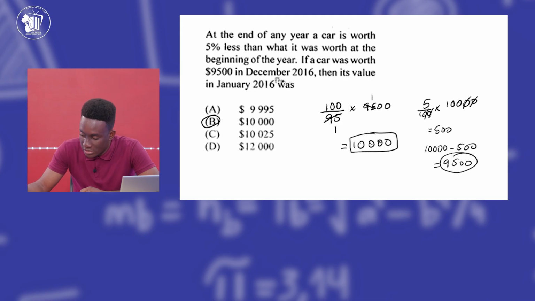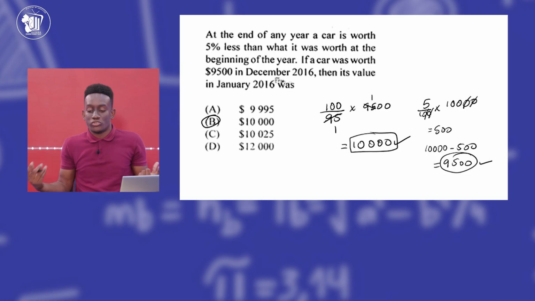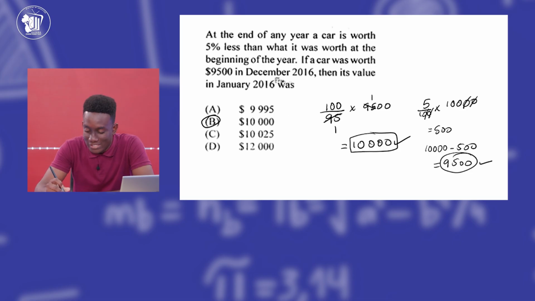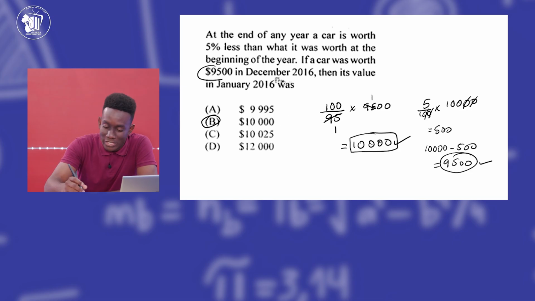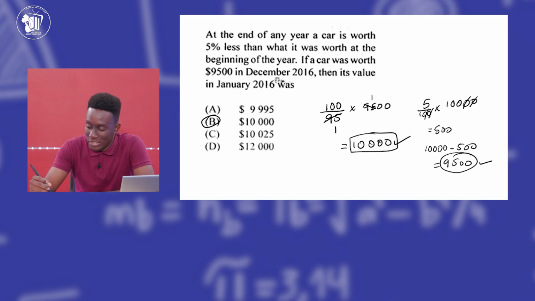And this would be the cost of the car in December, and this would be the cost of the car in January. So we can also do trial and error. We can try this, find 5% of this, and you should get back this cost. And that is how we answer this question. We can either do it like this or like that.